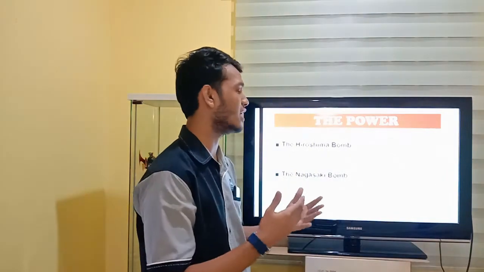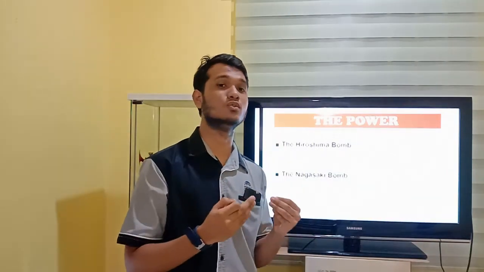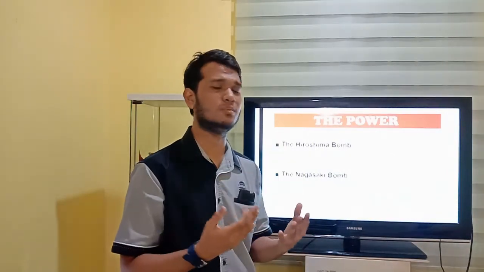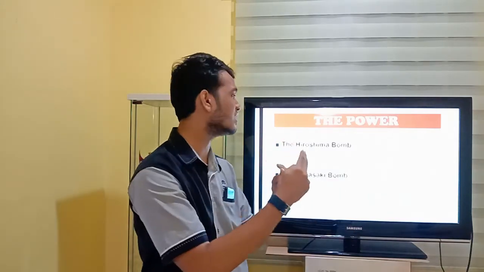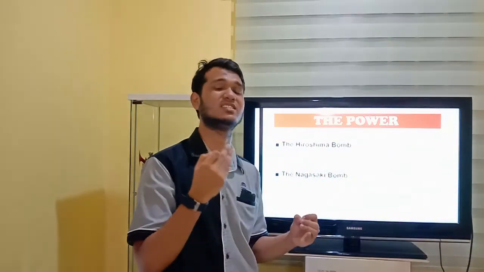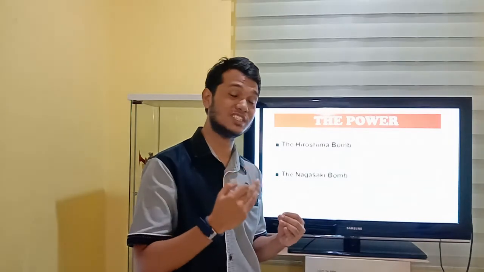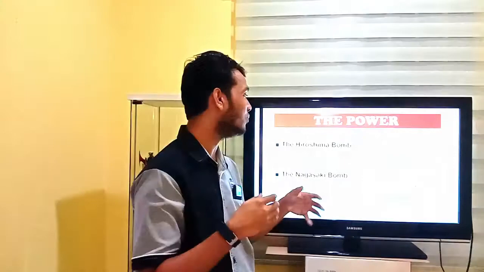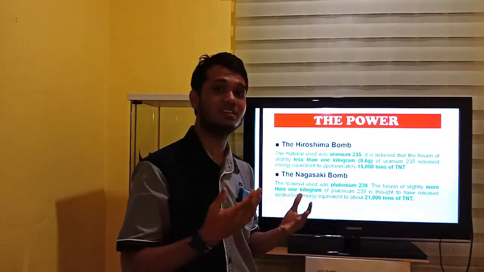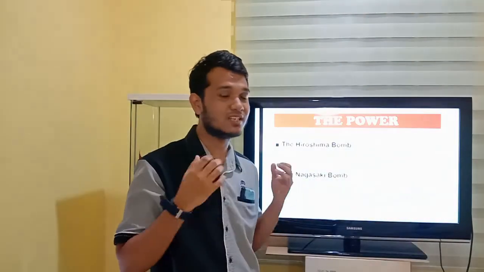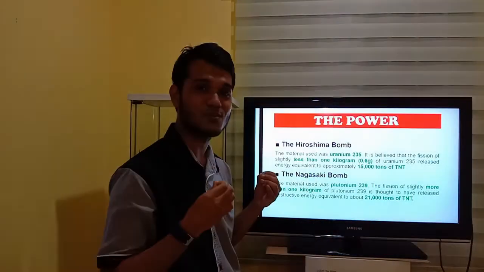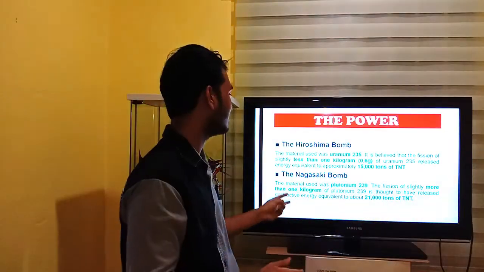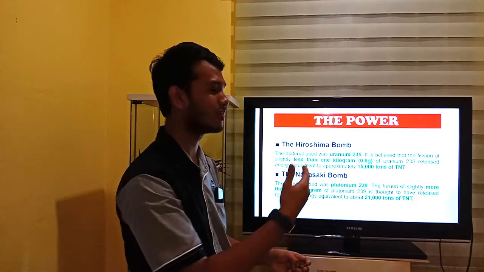So this is why scientists want to use the uranium atom, because just the difference of mass is 0.6 gram, which is just 600 milligram, will be 15 kilotons of TNT. That is, subhanallah, so massive.